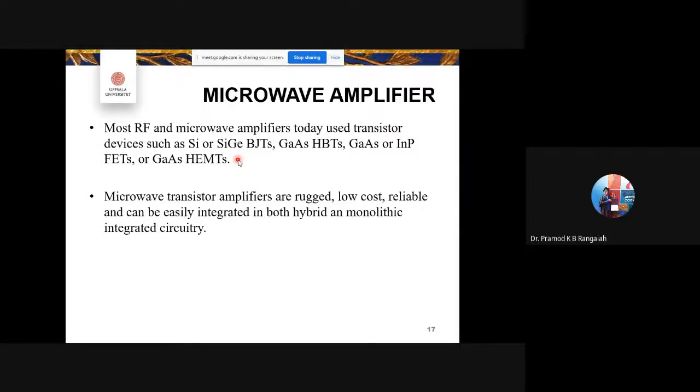So we should have strong knowledge about what we have to use for the amplifier, and then the manufacturing technique. Based on the package size of your transistor, and based on the elements you are going to use for your microwave amplifier, based on that you have to choose a manufacturing technique.